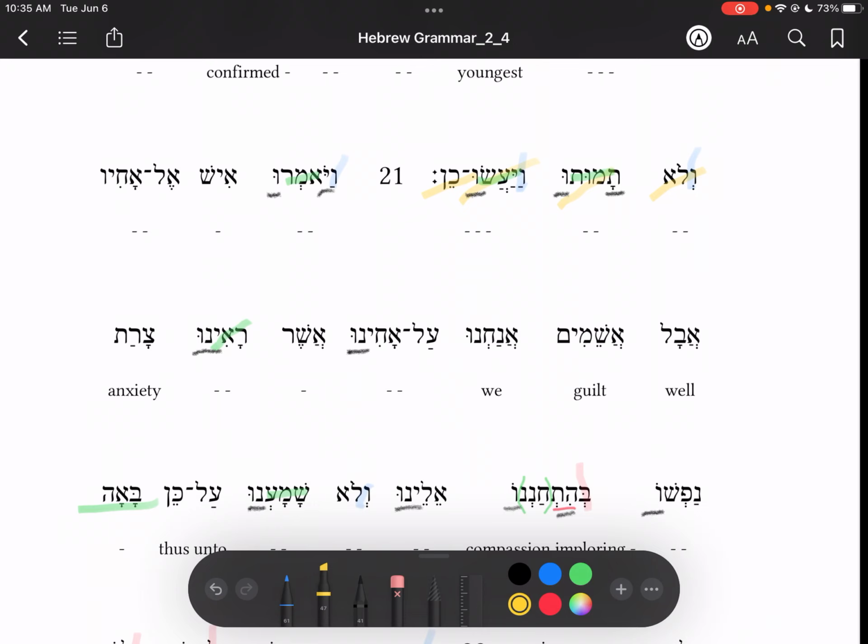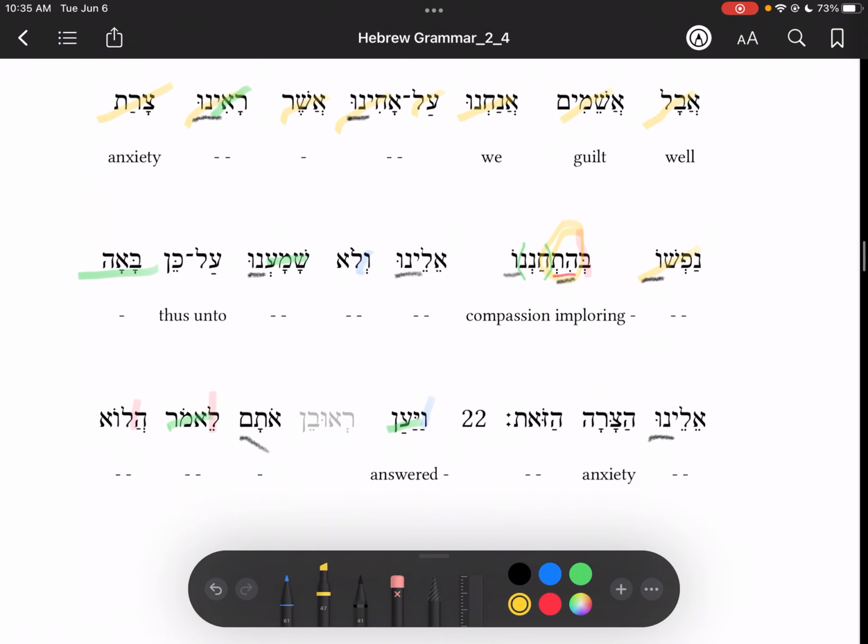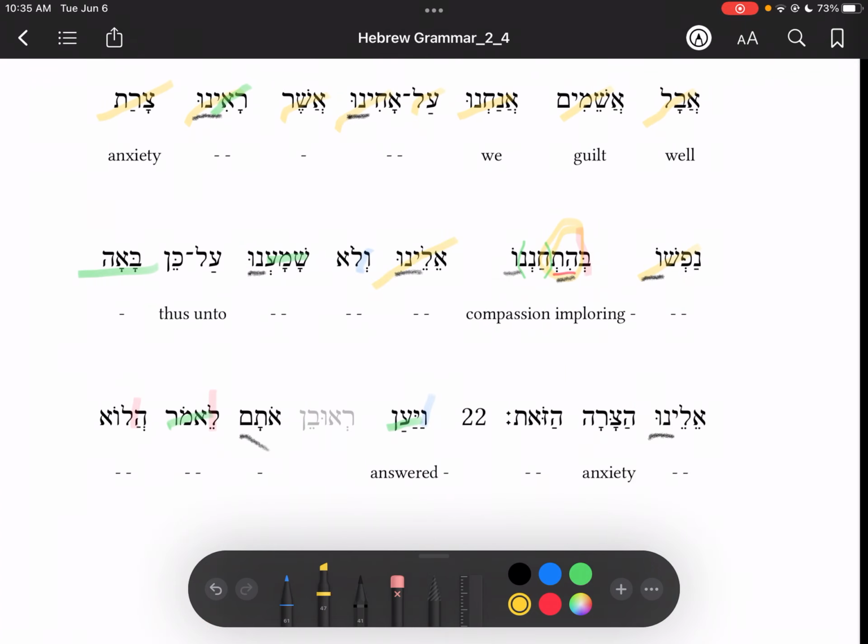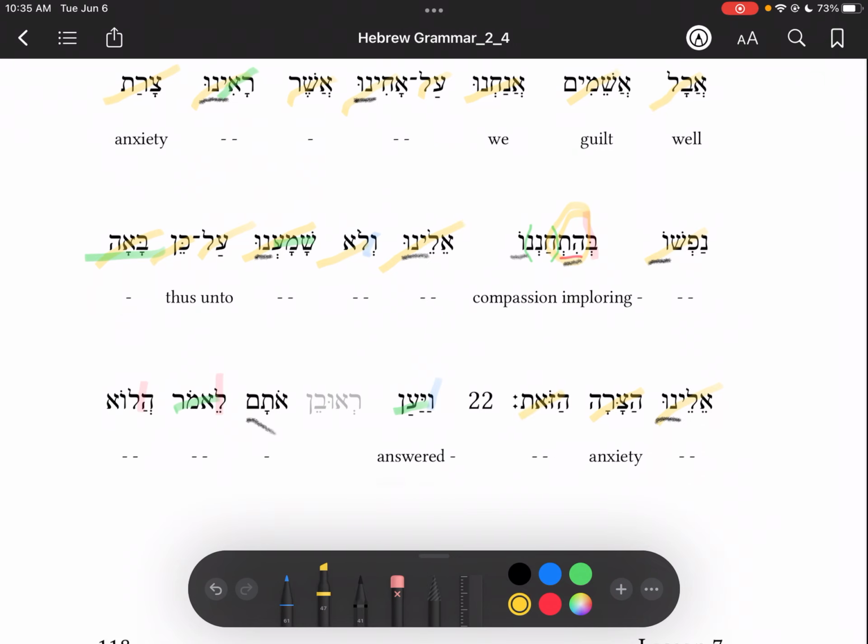21. Vayomru ish el achiv, aval asheimim anachnu al achinu asher ra'inu tzarat nafsho behitchanno elenu velo shamanu, al ken ba'ah elenu hatzarah hazot. This is one of those hitpael verbs that we had discussed in our last lesson. Okay.